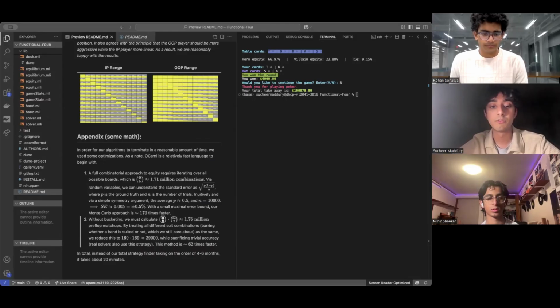This cuts us down from 52 choose 2 squared all the way down to 169 times 169. If you look at this matrix, this is a 13 by 13 matrix, so that should be pretty intuitive. In total, this saves us around 4 orders of magnitude, which is a massive difference. With that difference alone, instead of our strategy taking months to converge, you can do it in under half an hour.